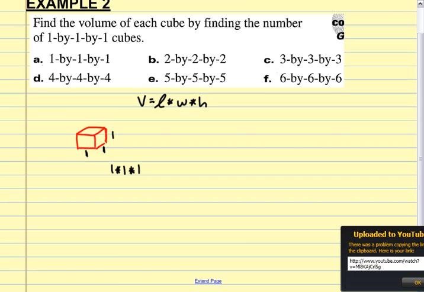How can I write that in a short fashion, Emily? 1 to the power of 3. What is 1 to the power of 3? What is 1 times 1 times 1? It's 1. Okay. Now they're saying, let's look at a cube that's a little bit bigger.